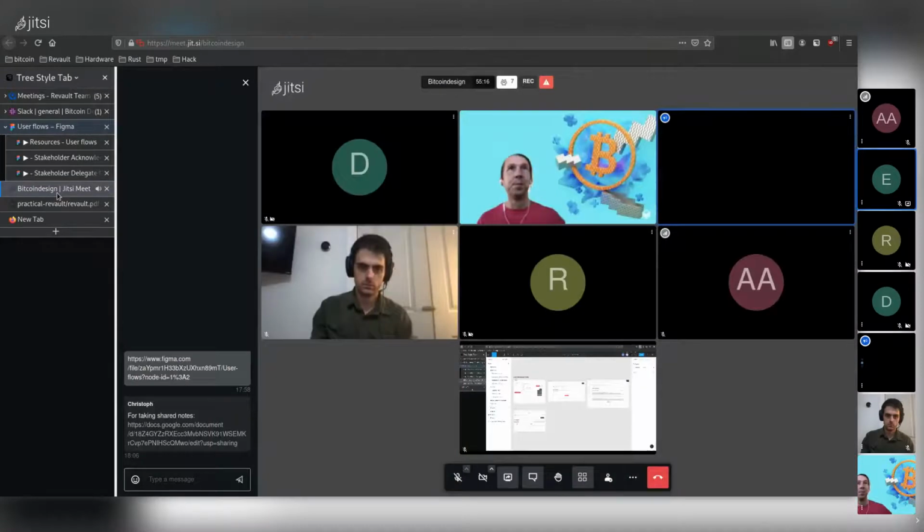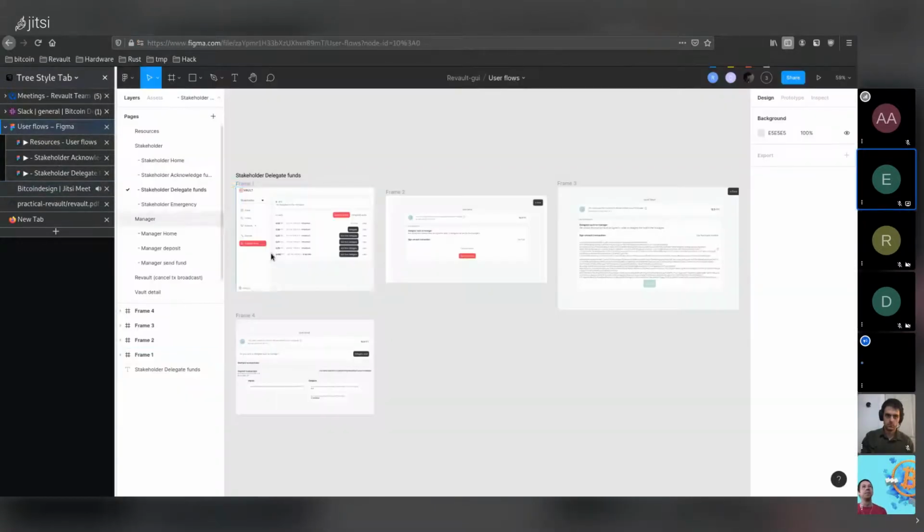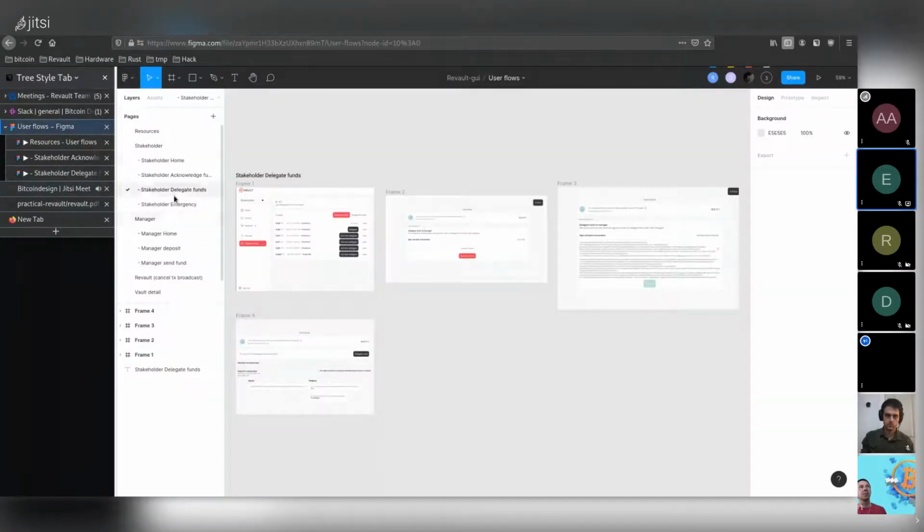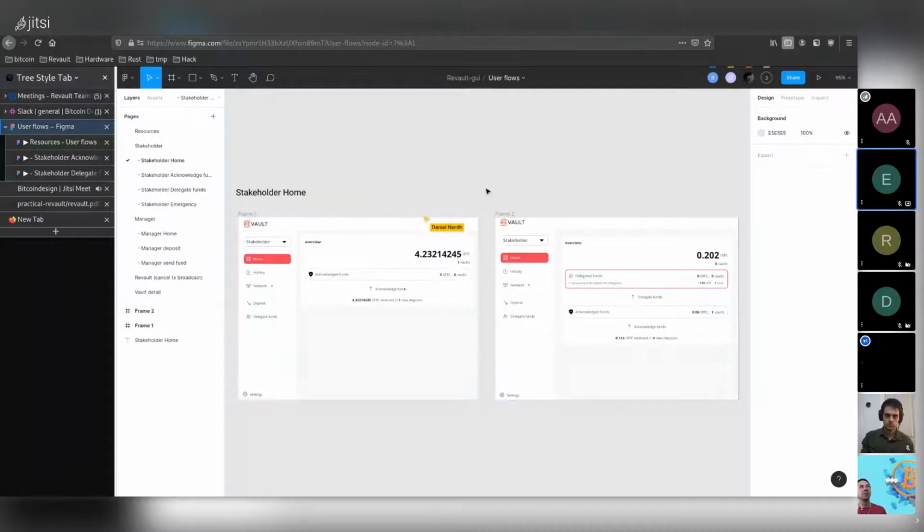Yeah, Eduard, if you jump to the Figma tab that says Stakeholder Home. Yeah, exactly. And I think Christoph had some great points around the user flow that I hadn't thought about, but I had some thoughts around this here, and I think it's a good starting point. There's the sidebar, which is sort of different places in the app, right? And then there's settings, and then there's some actions here.